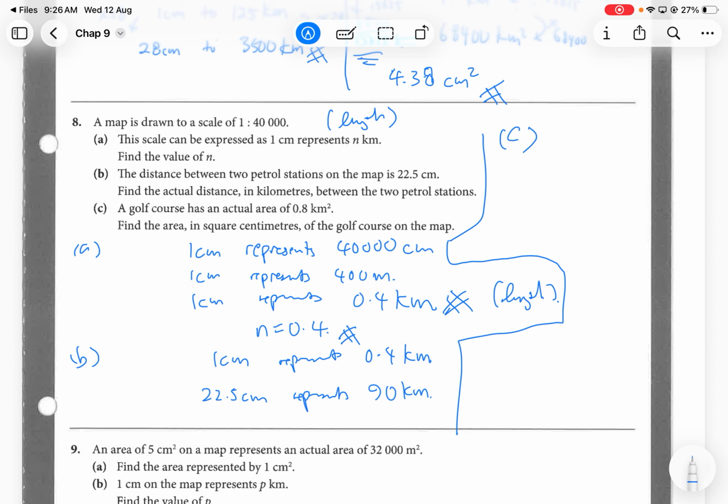Okay? Then standard. After they ask you about length, part A, part B, all about length. Part C is now about area. Area, I need a scale for area.